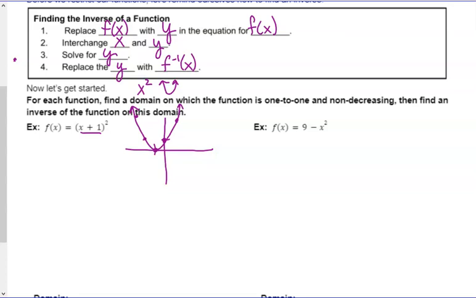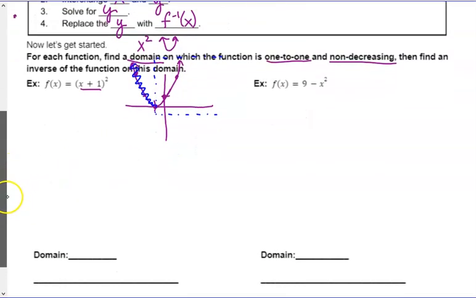But notice if I try to draw a horizontal line, it does not pass that horizontal line test, which would determine that that full function itself does not have an inverse. So that's why we want to find a domain in which our function is 1 to 1 and non-decreasing. So notice this part of my parabola, I am decreasing as I go left to right, but I'm increasing as I go back up from that vertex. So I need to basically restrict my domain to this piece. If I just look at that piece and get rid of this part of my parabola, then it would pass the horizontal line test, and I can find an inverse. So what is that domain?